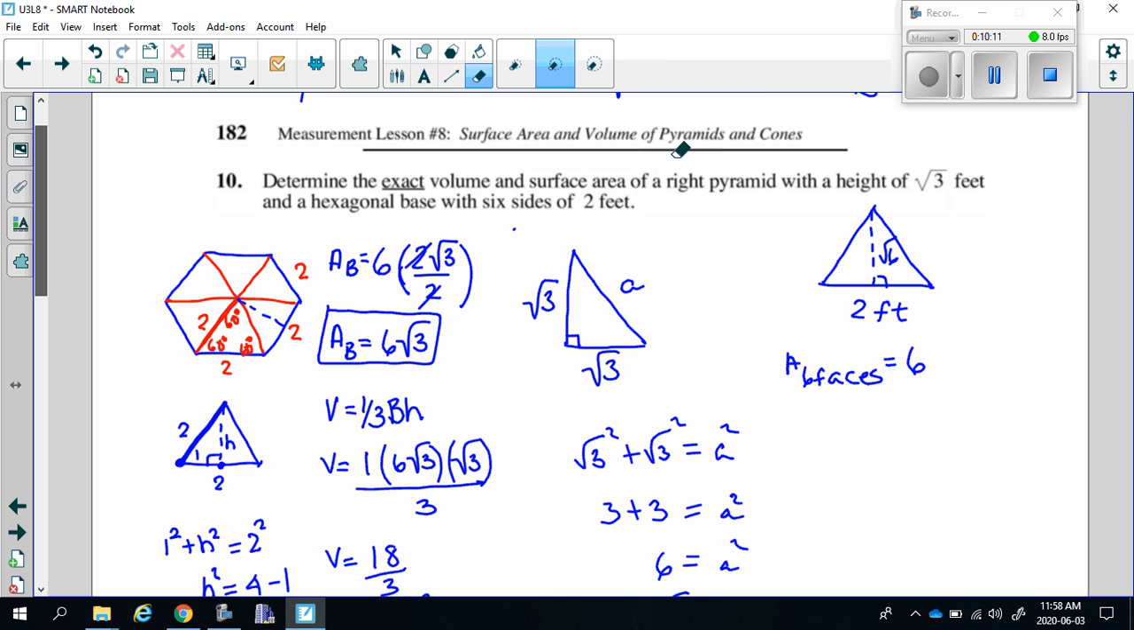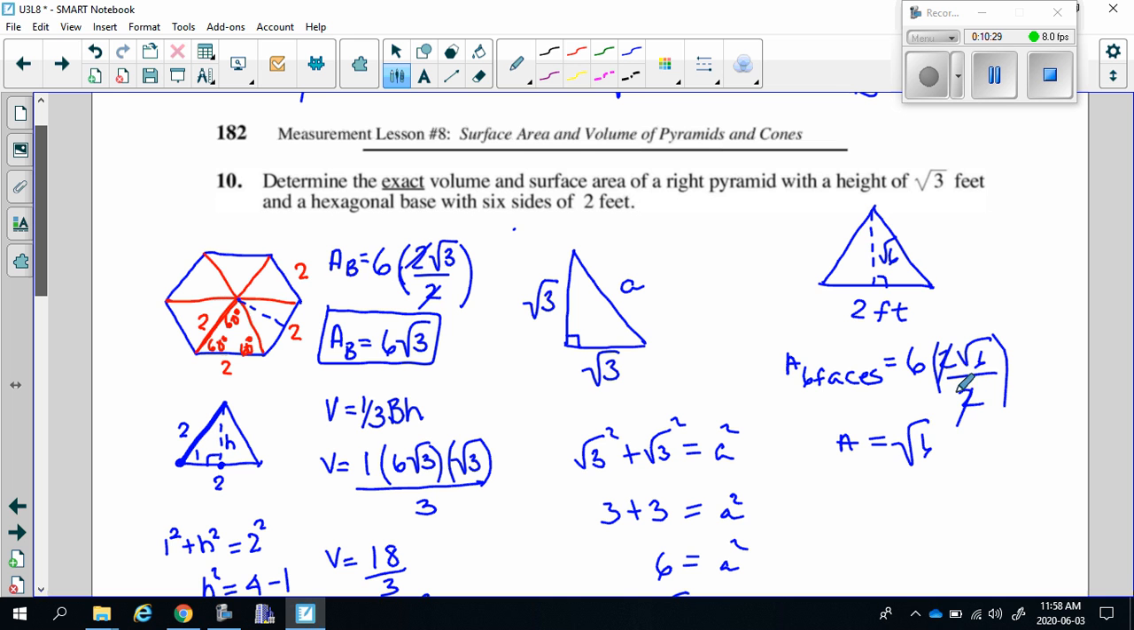Let me fix that. 2 root 6 divided by 2. So my 2's are going to cancel. And then the area of the 6 faces is going to be 6 root 6. So 6 root 6. Those are the area of the faces.